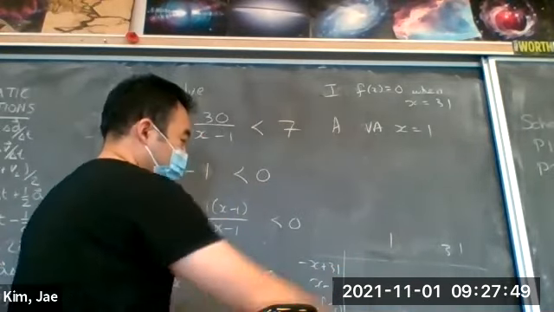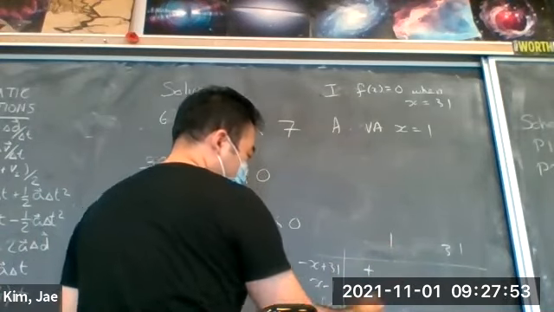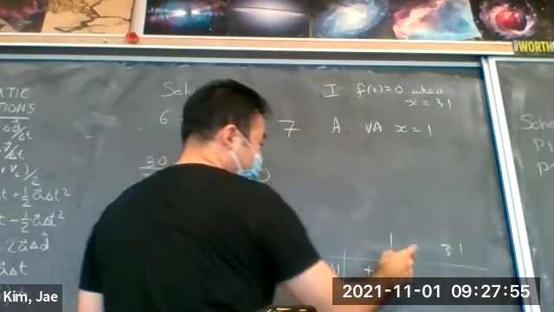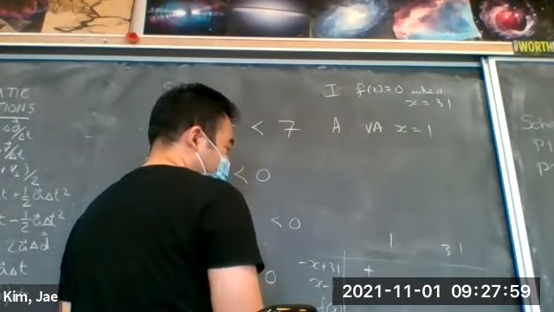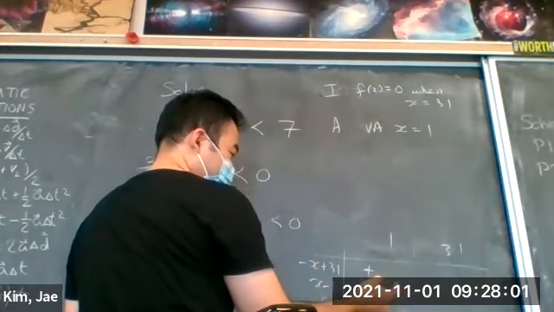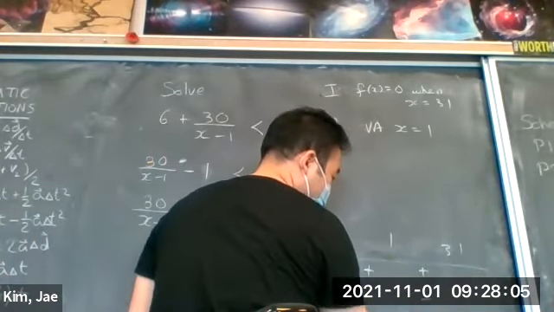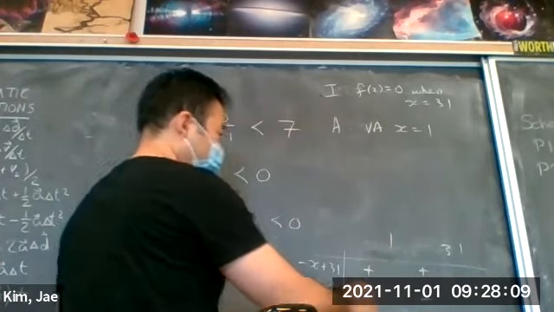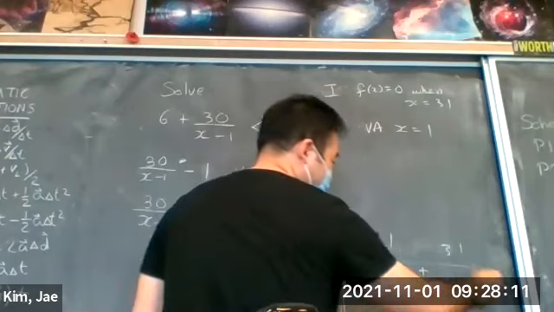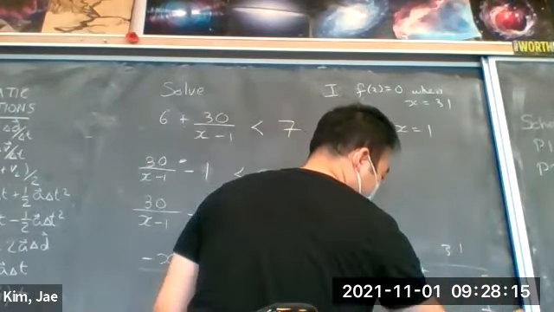X minus 1. Throw a 0 in there, I get a positive. Throw a 0 in there, I get a negative. That's going to be minus. A number between those two, I'll use a 10. Positive. Negative. Huh. Wait. Oh yeah, positive, positive. And then I'll do 100. That's going to be negative. That's going to be negative, positive.